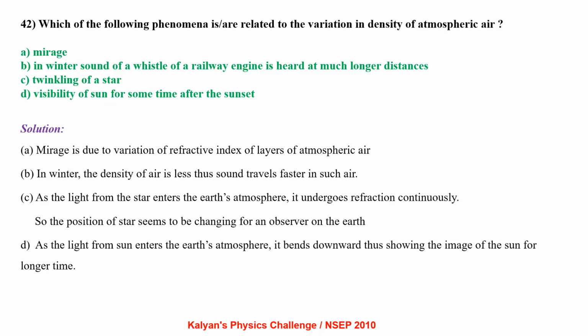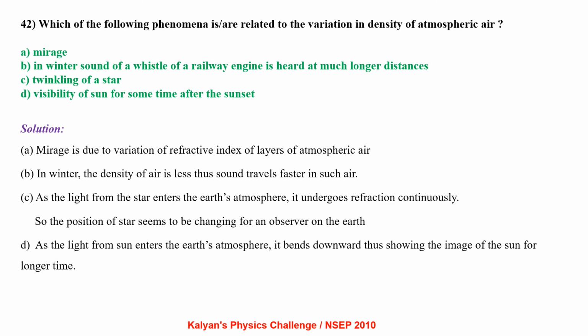Which of the following phenomena is or related to the variation in density of atmospheric air? Mirage. In winter, sound of whistle of a railway engine is heard at much longer distances. Twinkling of a star, visibility of sun for some time after the sunset. Let us see the options one by one.